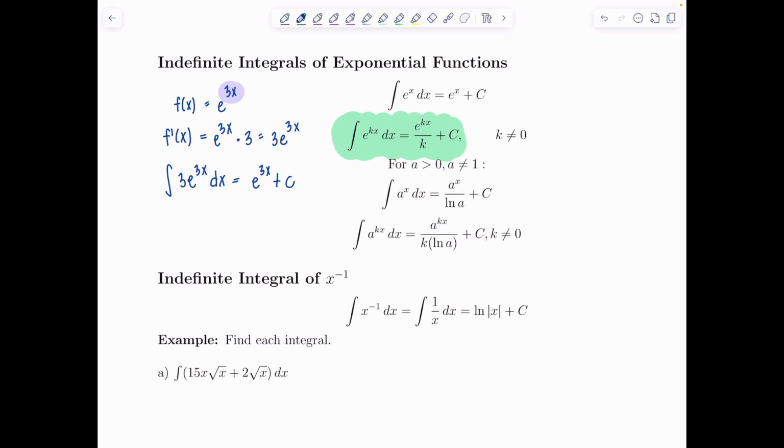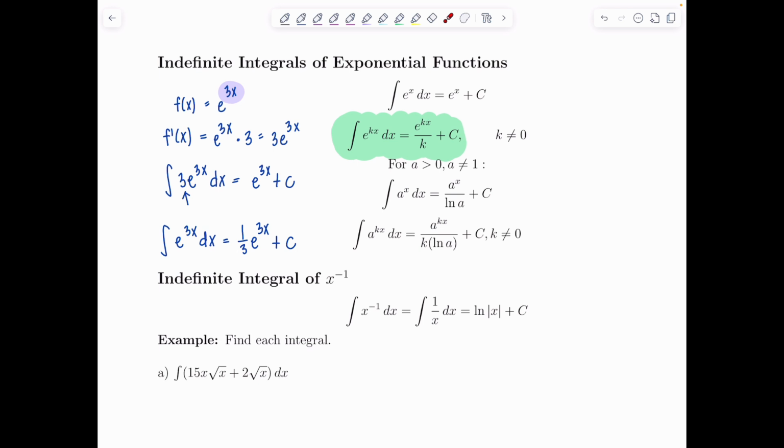But what if this 3 wasn't there? And what if I just had e to the 3x dx? Well, in that case, then your antiderivative would need to have a 1/3 in front, 1/3 e to the 3x plus c. You see? Because anytime you take the derivative of e raised to some constant times x, when you do the chain rule, you multiply by that constant. So if you don't see a constant in front and you're finding the antiderivative, then you have to divide by whatever is up there. All right?